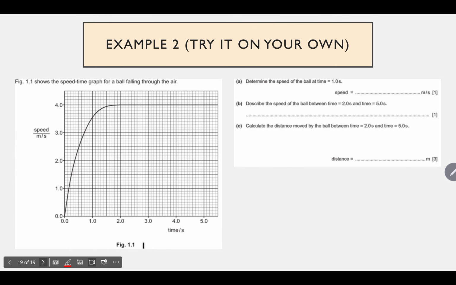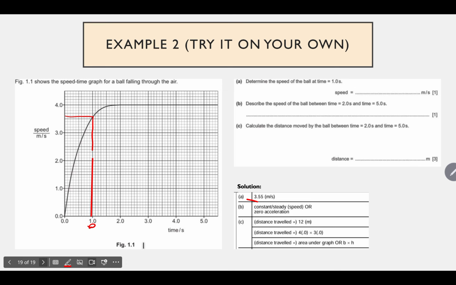Here's the last example. I need you to try it on your own. Pause the video, try it, then unpause again to check your answer. Figure 1.1 shows the speed time graph for a ball falling through the air. Determine the speed of the ball at time 1. So at 1, I'm going to draw a straight line and then find my speed, just using the graph. So the answer is going to be 3.55.